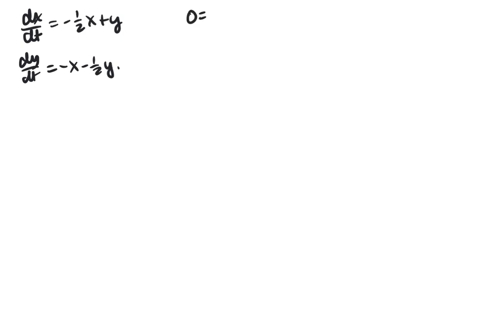Okay, another way to solve differential equations, let's say we have this system. So we have dx/dt equals negative 1/2 x plus y, and dy/dt equals negative x minus 1/2 y. So what would be the critical points here? So the critical points would be 0 equals negative 1/2 x plus y, and 0 equals negative x minus 1/2 y.